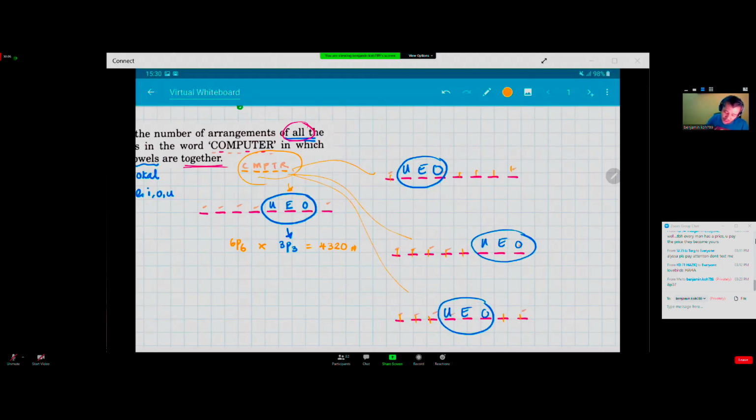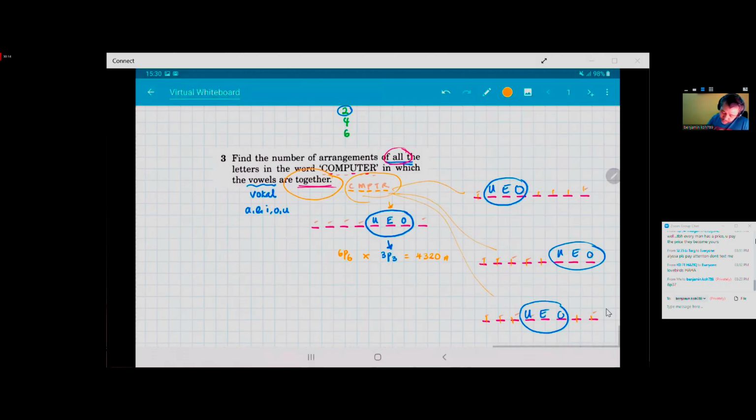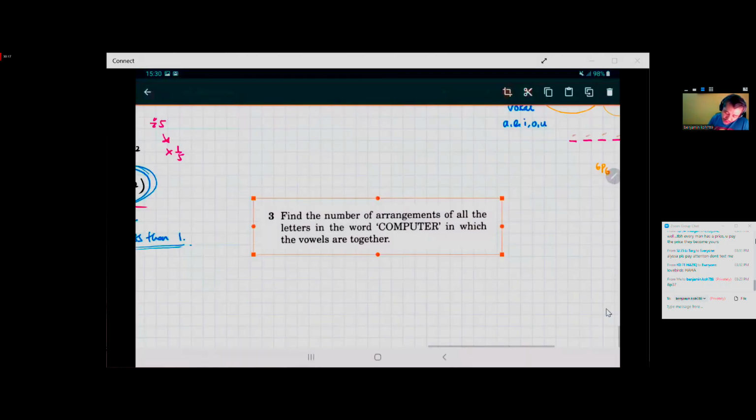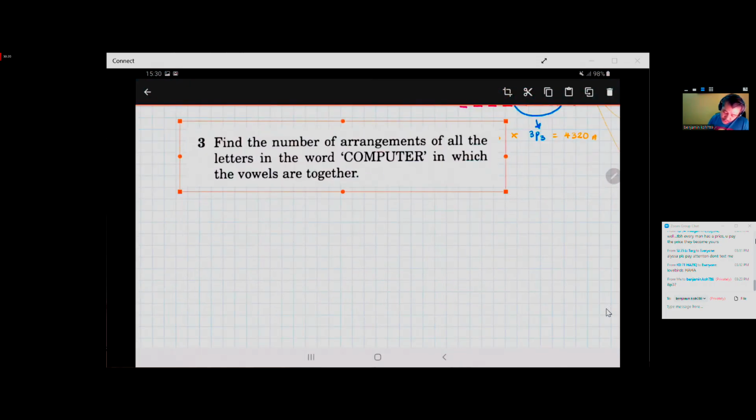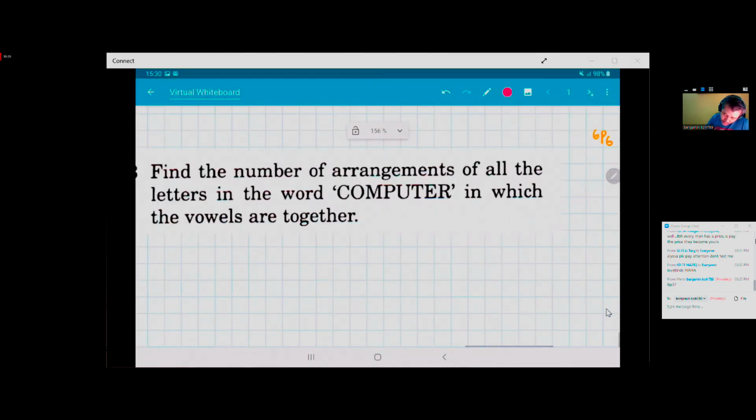Now, just now in the original question, soalan yang asal, dia kata the vowels are together. Let's say I change the question. So what if now the question says the vowels are not together. Boleh faham? The original question is the vowels, which is O, U, E, bersama, kan? Bersebelahan. They are together. What if I want to find the number of arrangements where the vowels are not together?